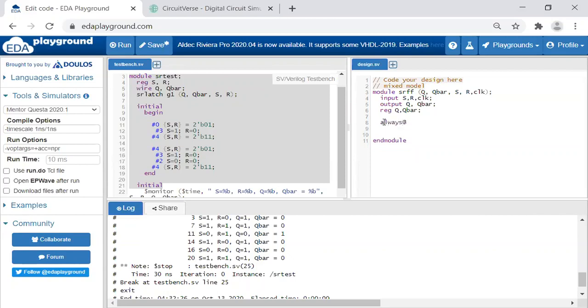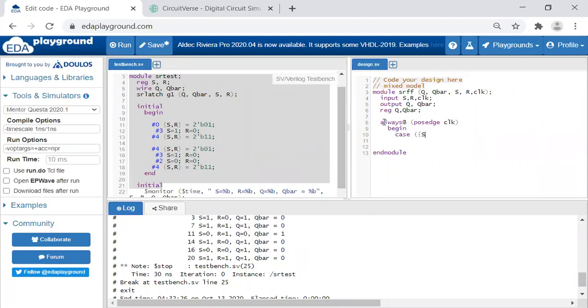Always at positive edge of clock. So we write it as posedge clock. In Verilog, positive edge is written as posedge clock, negative edge is written as negedge clock. Always at posedge clock, begin. We call this a synchronous circuit because the input clock is a synchronous input. Okay, begin. Then case.